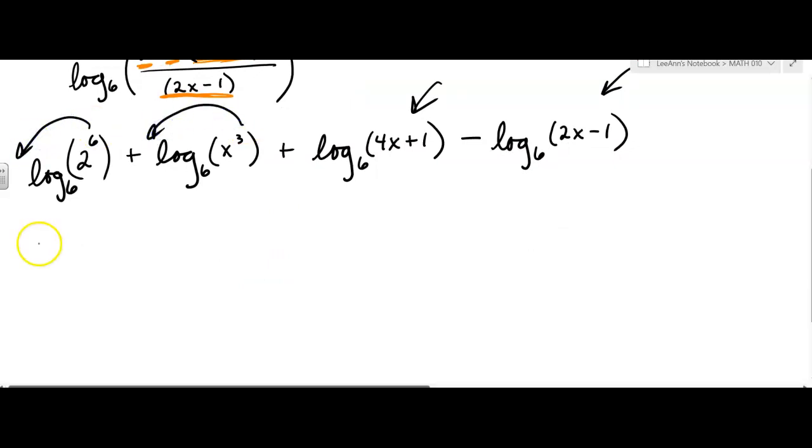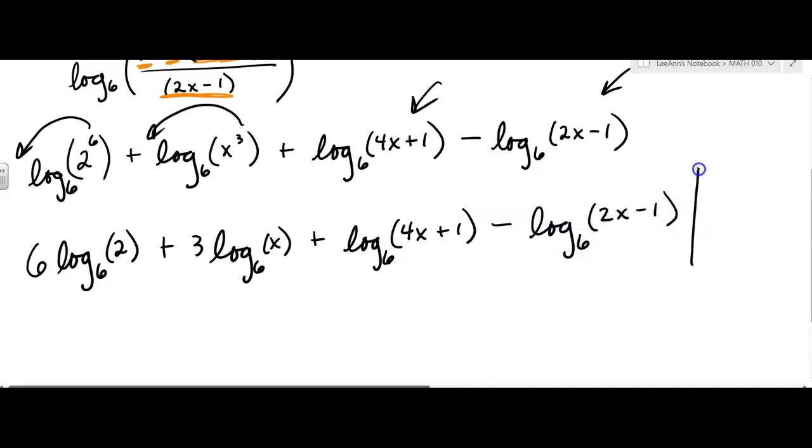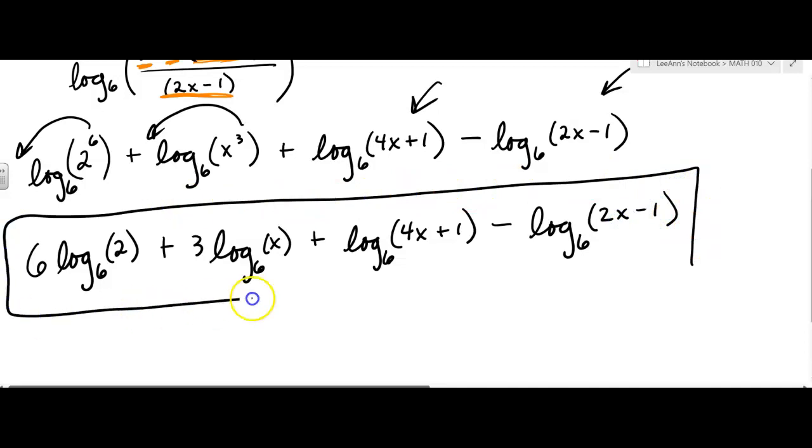So I'm going to have 6 log base 6 of 2 plus 3 log base 6 of x plus log base 6 of quantity 4x plus 1. Quantity meaning I need those parentheses, minus log base 6 of quantity 2x minus 1. And that is long, but that's the answer. Okay, it was a fun one.